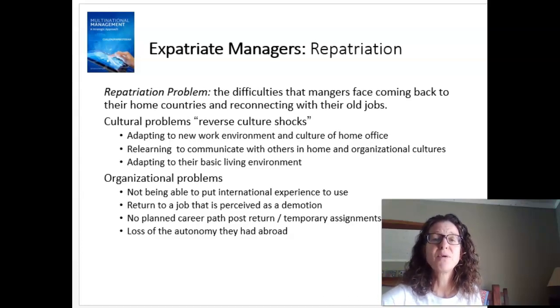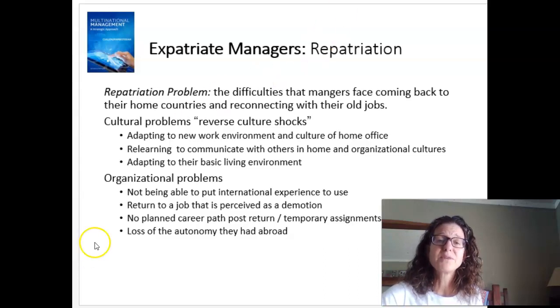And this might happen both in the work environment, but also in the personal, social environment, in interacting with friends and family. Expatriates are going to need to relearn how to communicate with others in the home organization and are going to need to adjust to the basic living environment in their home country. Most of us don't think about reverse culture shock, but it's a well-documented phenomenon that many expatriates are challenged by.